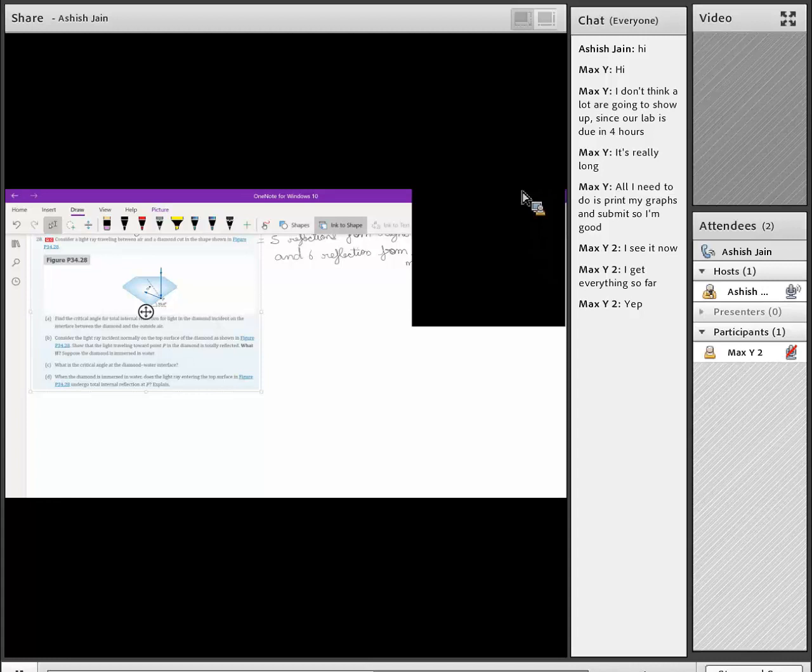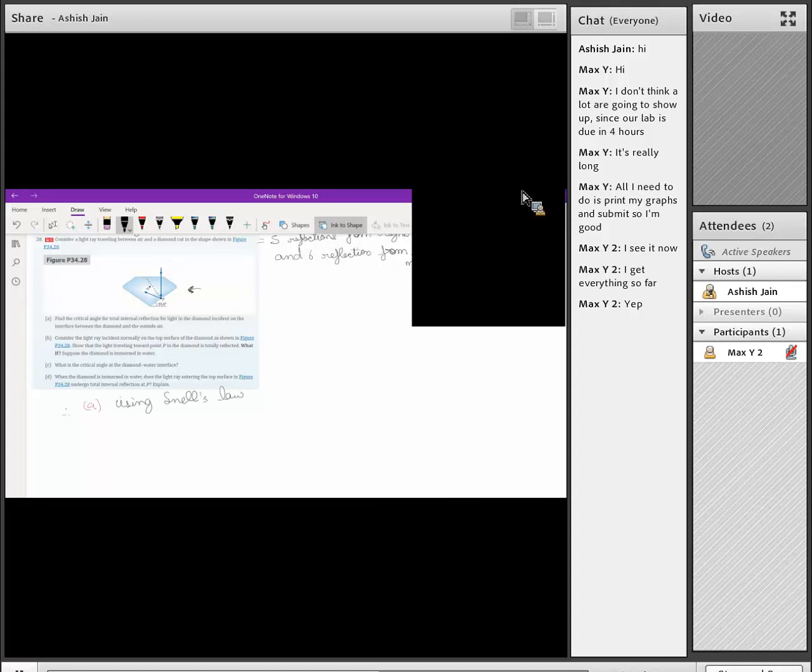So let me go to the next question. Consider a light ray traveling between air and diamond cut in the shape given here. I'm horrible at drawing, so I'll just go with this one. Find the critical angle for total internal reflection for light in the diamond incident on the interface between the diamond and the outside air. So for part A, we'll just use Snell's law, it's a direct application.